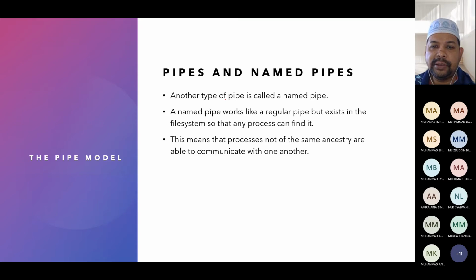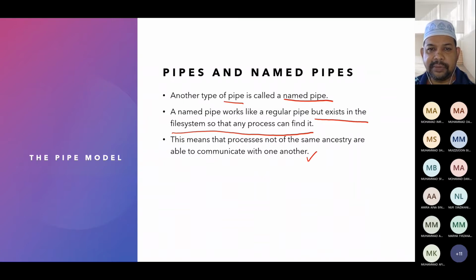Another type of pipe is called a named pipe. A named pipe works like a regular pipe, but exists in the file system so that any process can find it. This means that processes not of the same ancestry are able to communicate with one another. That is the difference between a pipe and a named pipe.